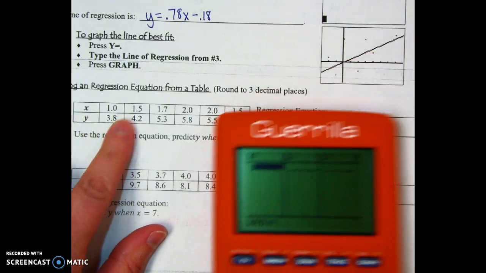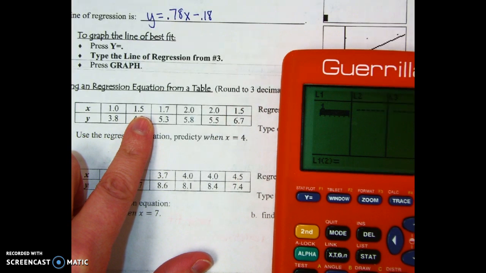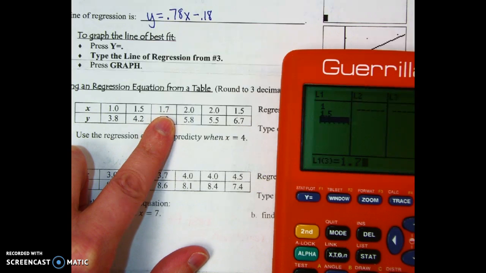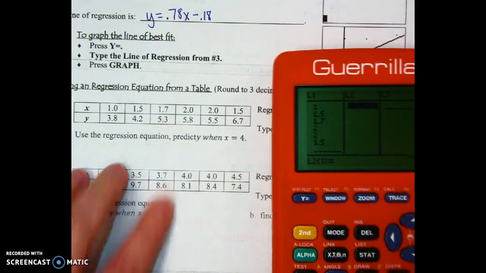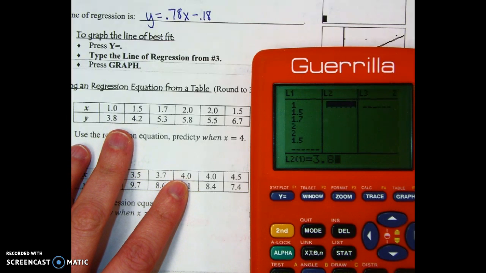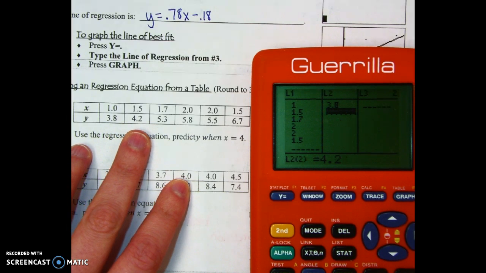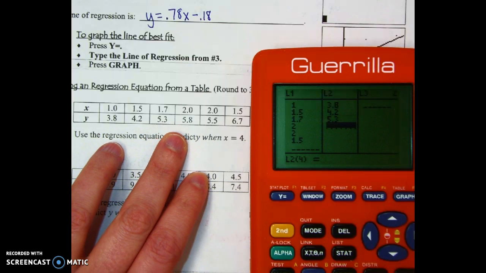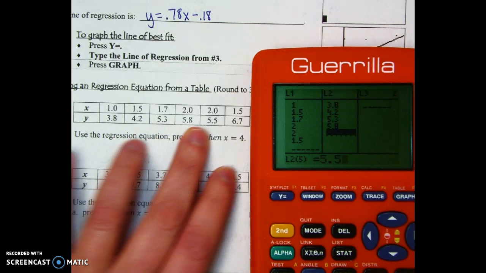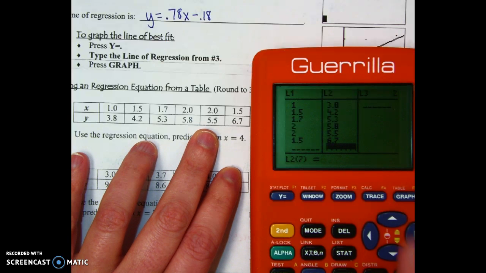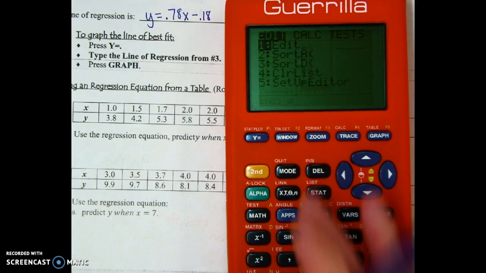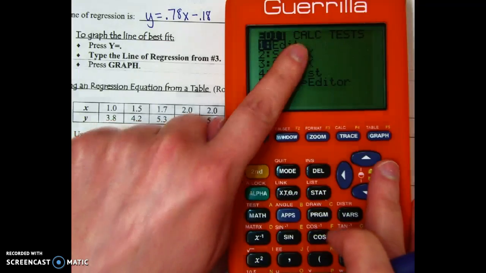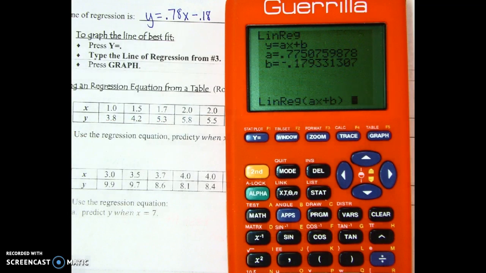And then my X's are the 1, 1.5, 1.7, 2, 2, 1.5. For my Y's, that's 3.8, 4.2, 5.3, 5.8, 5.5, 6.7. Then, after I have all of those entered, I'm going to go back to Stat, go over to Calc, and then hit number 4, and then hit Enter.